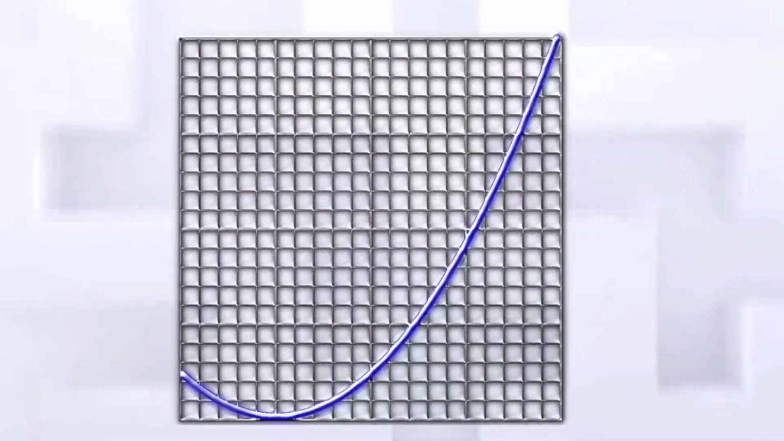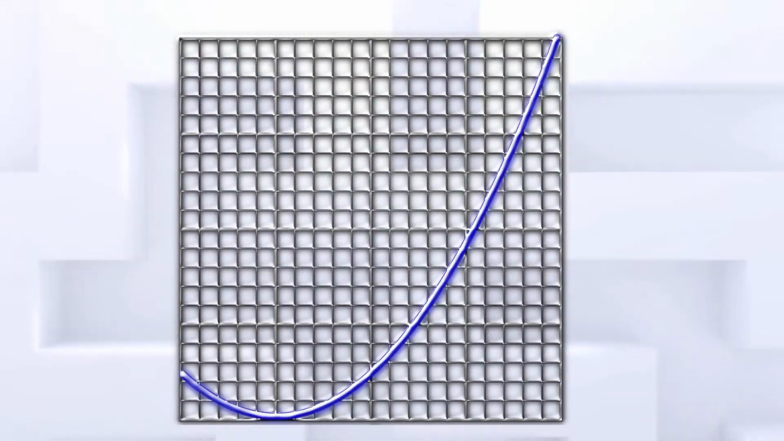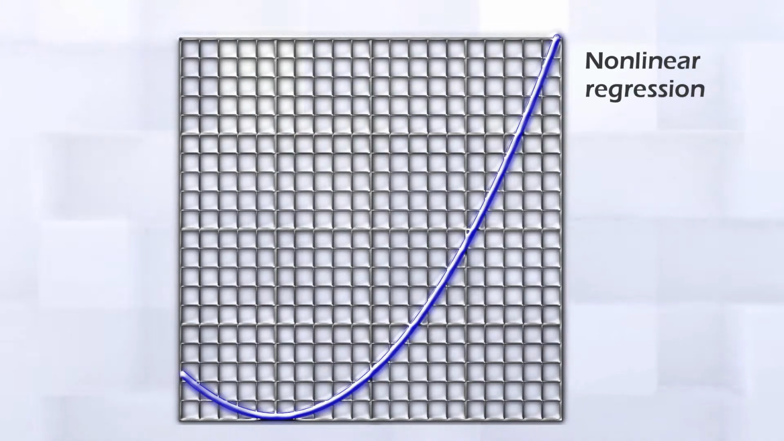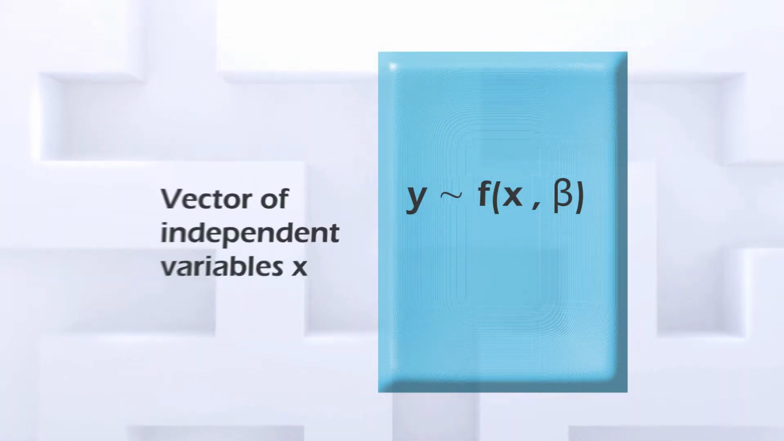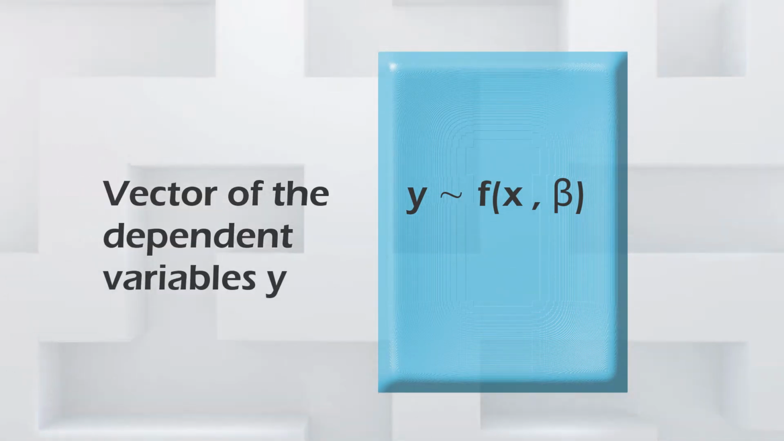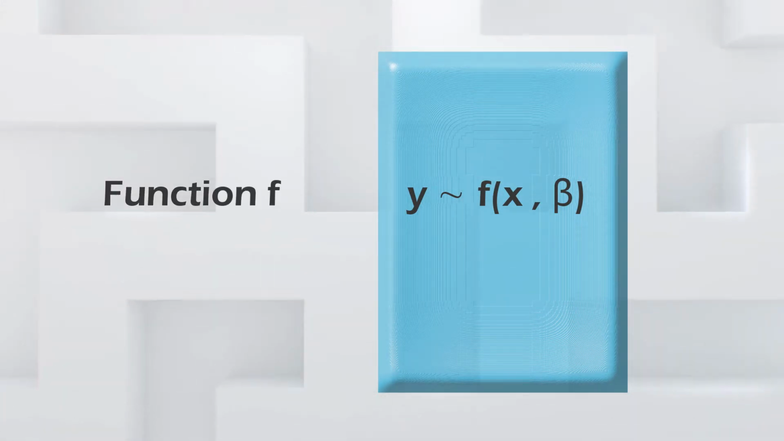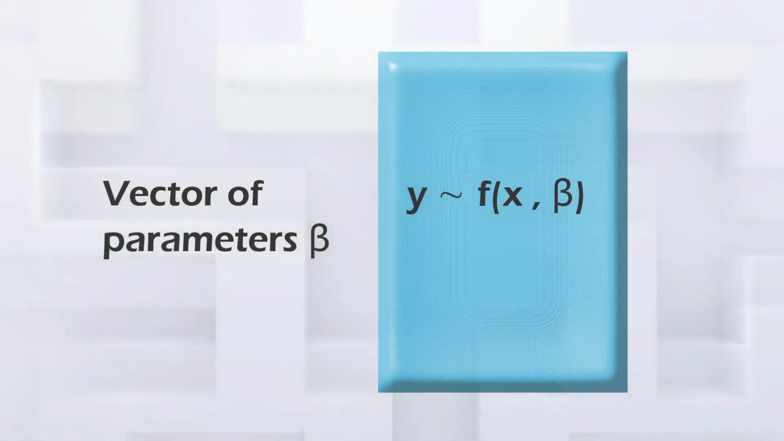Prime number analysis is a nonlinear task. Nonlinear equations appear in different forms. Nonlinear regression models the dependent variables as a nonlinear function of model parameters and one or more independent variables. The nonlinear regression relates x and y. X is a vector of independent variables. Y is a vector of the dependent variables. F is the function. Beta is the vector of parameters.